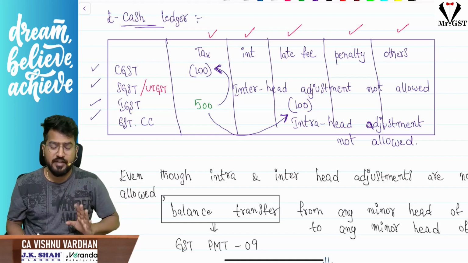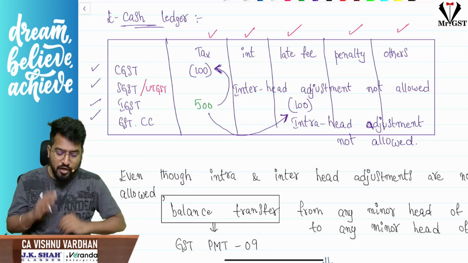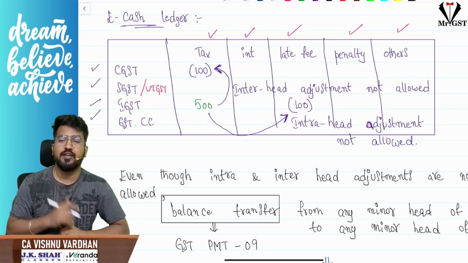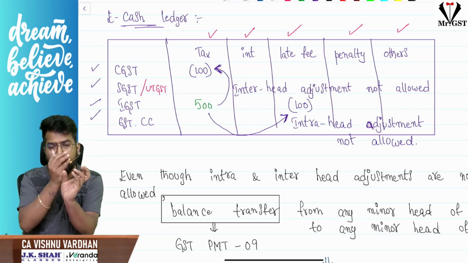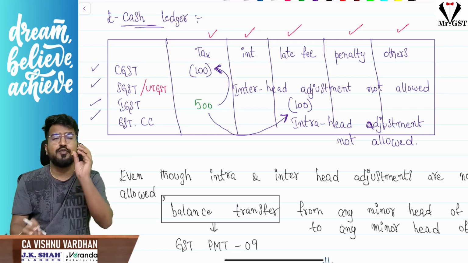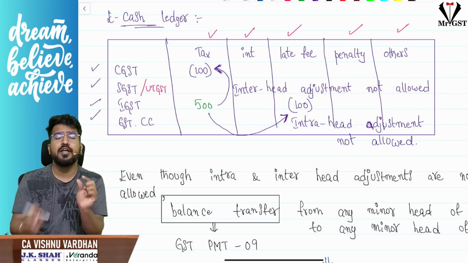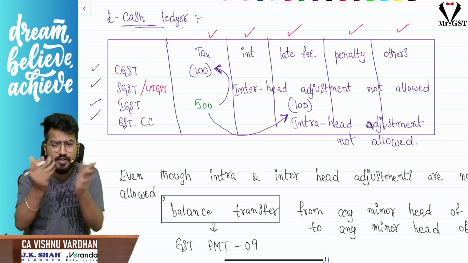If you don't have the balance, or you have a balance somewhere in a different head, you can transfer that balance to the required head. That means I have money in IGST tax, but the liability is in CGST tax, or in IGST late fees, anything. Wherever I have money, I can transfer it to any major head, any minor head. From one minor head of a major head, the balance can be transferred to any minor head of any major head. So straight away set off is not available.